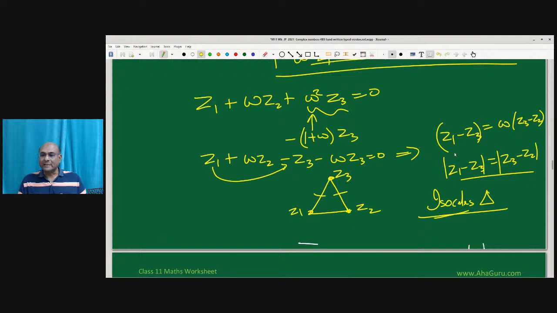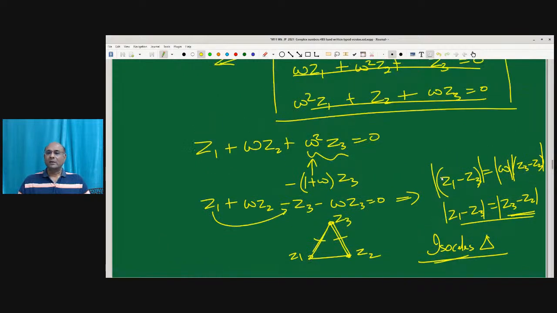Right? How did I get this? Because if I take modulus here and I take modulus there, what is modulus of omega? Modulus of omega is 1. So therefore, Z1 minus Z3 modulus is Z3 minus Z2 modulus, which means this distance is equal to this distance. So therefore, it must be an isosceles triangle. But Z1 minus Z2 may not be equal to this. So we cannot say it's an equilateral triangle unless I figure that out.